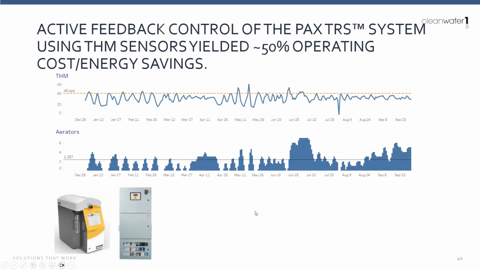Well, after we got done scratching our head, we thought, maybe there's an opportunity here to implement some active feedback control. We've got a PLC in our integrated control panel. They've got a THM analyzer that's feeding real-time data. A little bit of clever programming here, and we should be able to automatically shut off surface aerators when we don't need treatment. So we went back to San Jose, shared that plan with them.